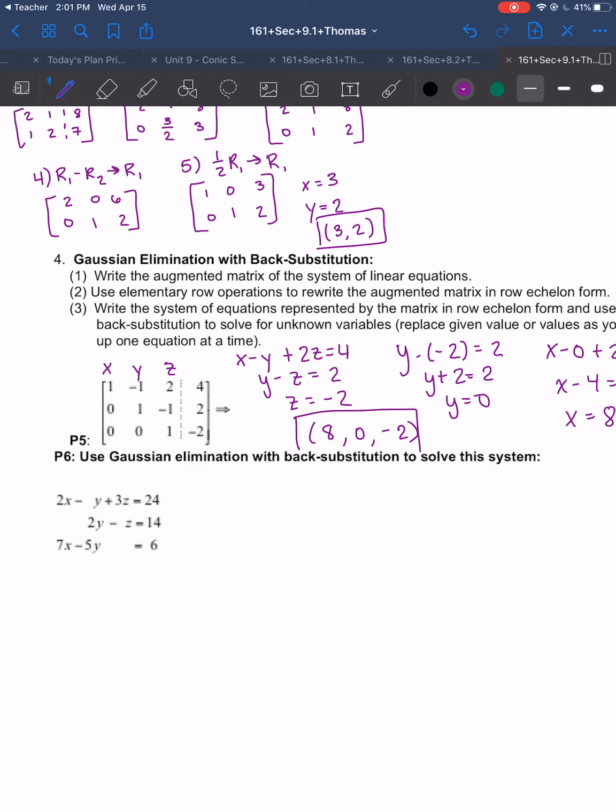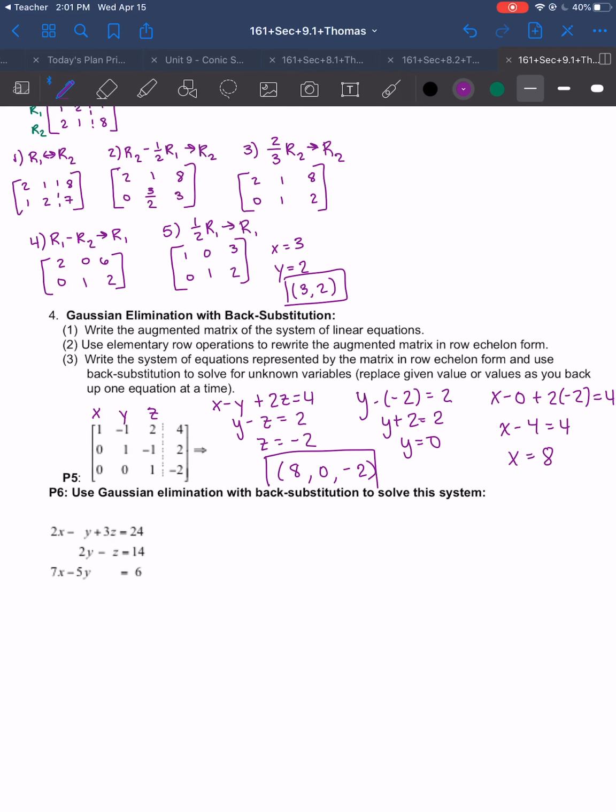And then this one says to use back substitution. However, I will show you where you can stop and do back substitution. However, I'm going to do it using reduced row echelon form, just because I think it's a little bit easier. But feel free to stop where you want and do that.